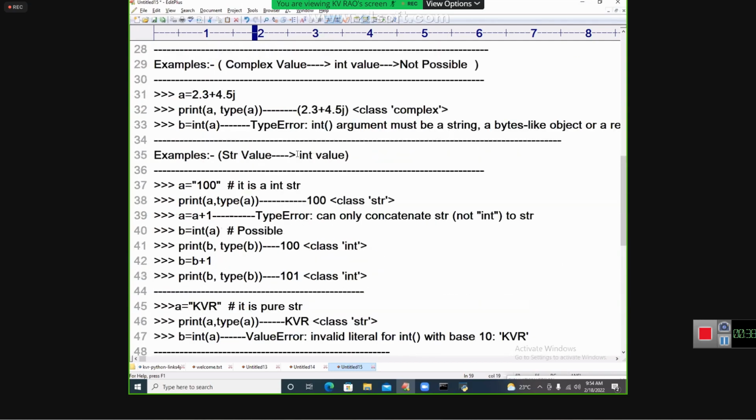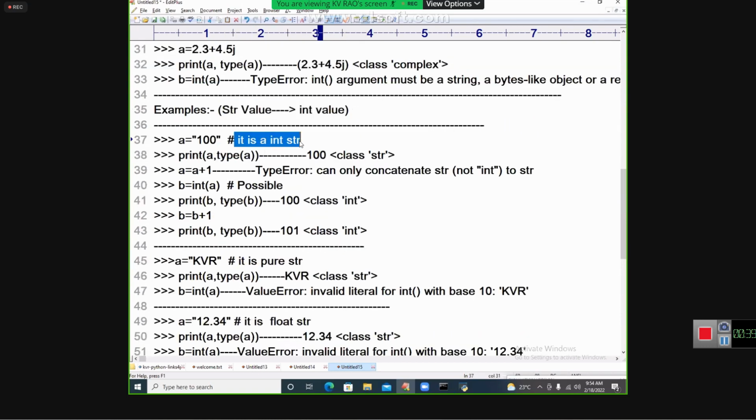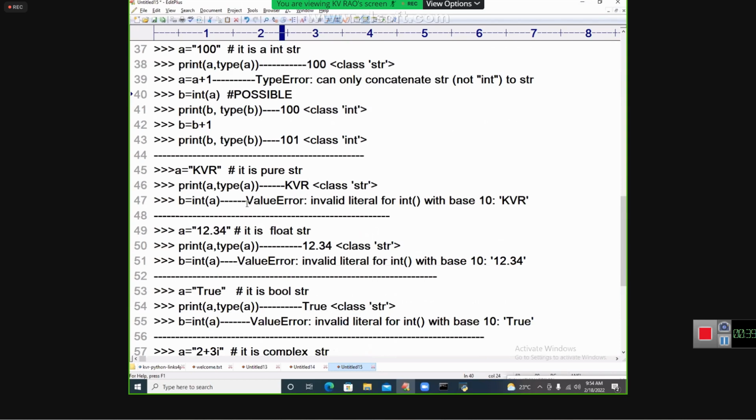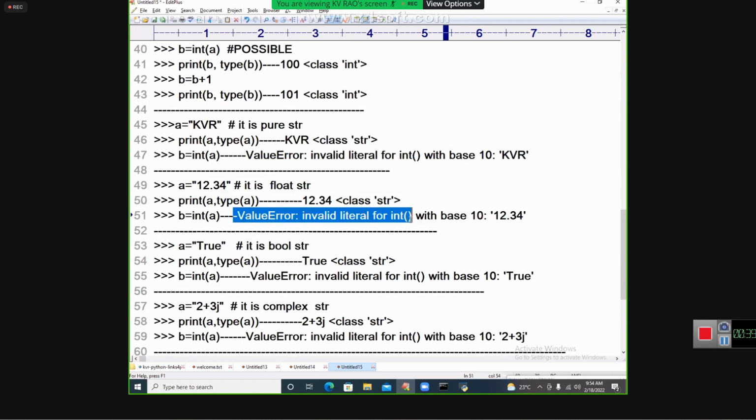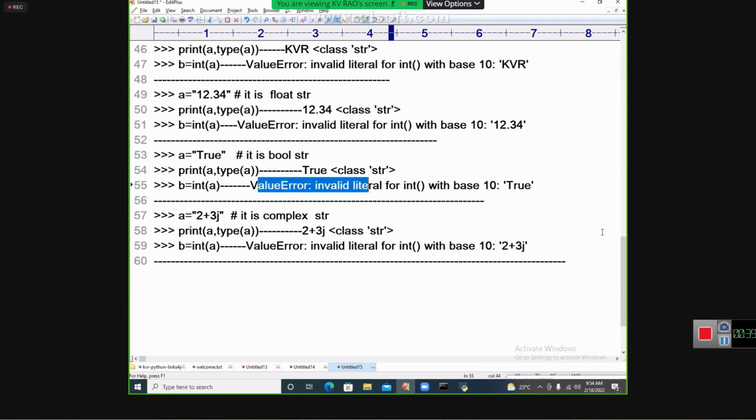Here you see, converting a str value into int. Under that heading, str to int is called what? Possible. I wrote possible. If you want, I can write it in capital letters. Pure str to int? Not possible, you got an error. Float str, not possible. Bool str, not possible. Complex str, not possible. Are you following, my dear students?